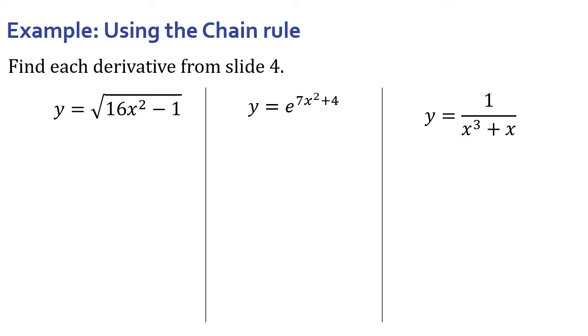Okay, let's continue going. So here I said that u was 16x squared minus 1, so that's our inside function. Our outside function is the square root of that, so the square root of u. All right, so this derivative of u with respect to x is going to be 32x. And here the derivative of y with respect to u is 1/2 u to the negative 1/2.